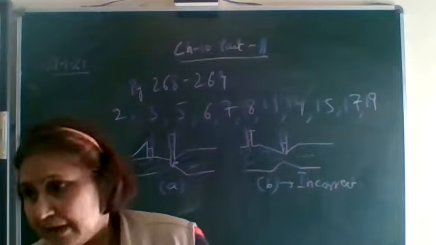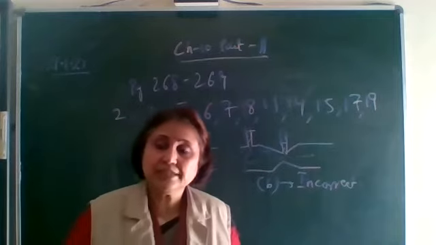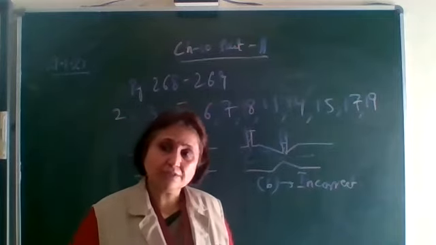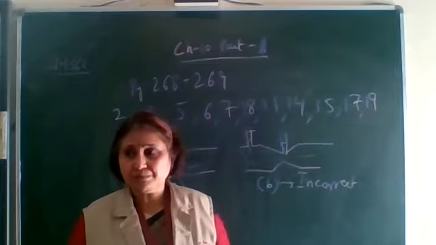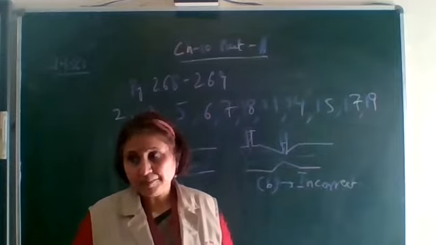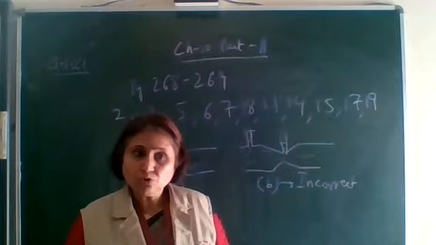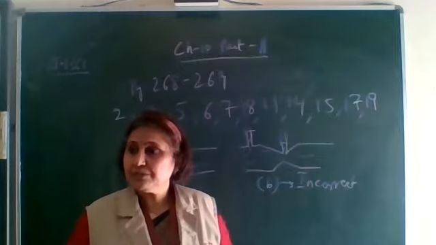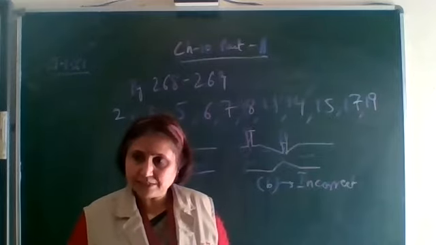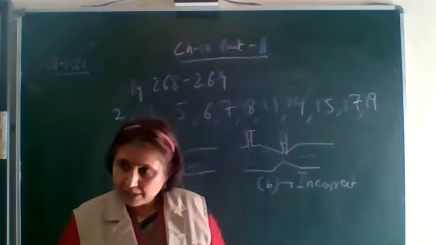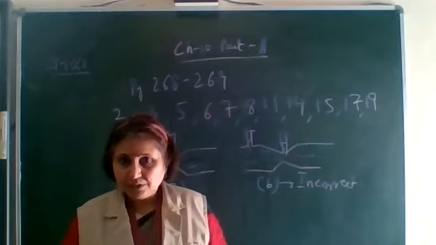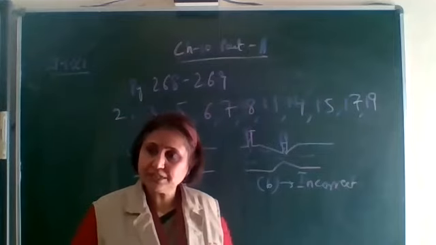Whenever one free surface is there, the excess pressure will be towards the concave side, that is inside the drop, the pressure will be more, which will be 2s upon r. But in case of a soap bubble, how many free surfaces are there? Two free surfaces. There the excess of pressure will be 4s upon r. But here it is given a mercury drop. Mercury drop, only one free surface.